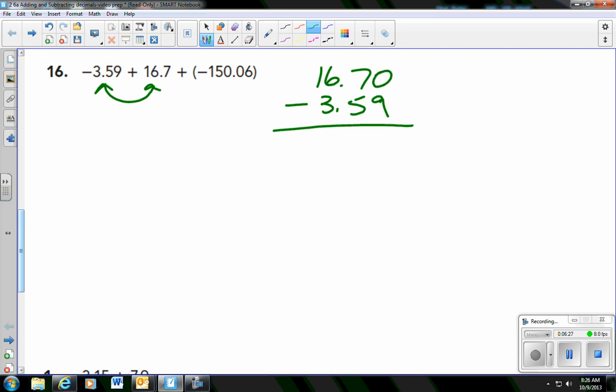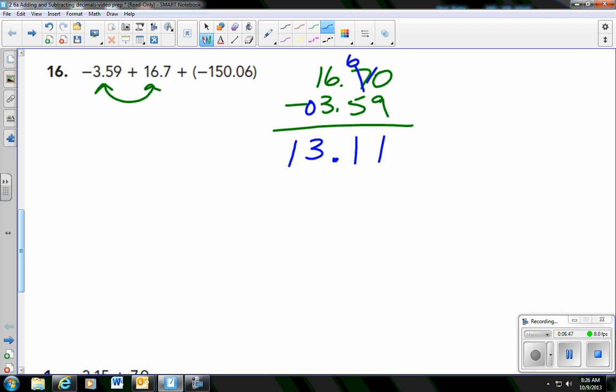Fill in the empty spot with a 0. Do our subtracting here. We'll have to borrow from the 7. Becomes a 6. That becomes a 10. 10 minus 9 is 1. 6 minus 5 is 1. Bring our decimal straight down. 6 minus 3 is 3. And 1, and again, that would be a 0 there. 1 minus 0 is 1.